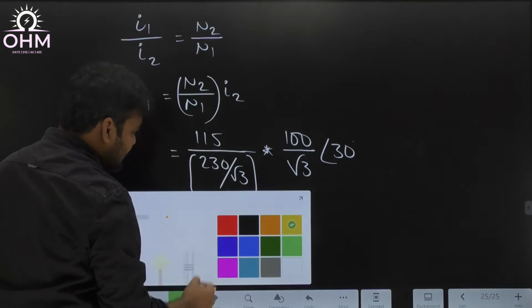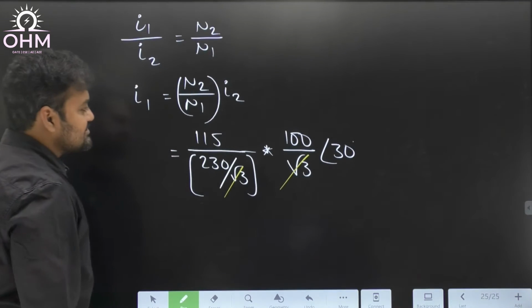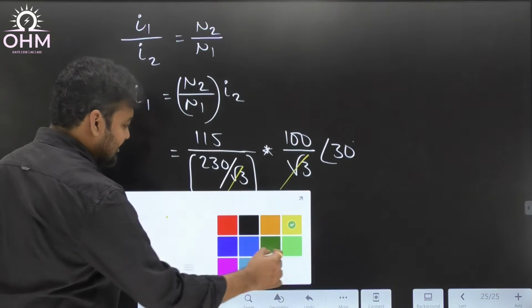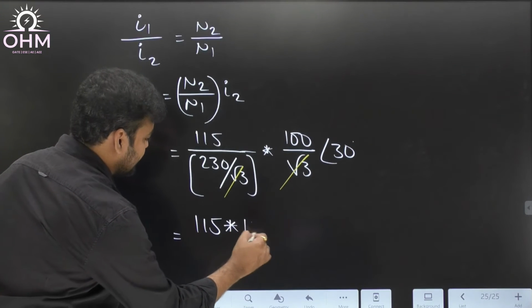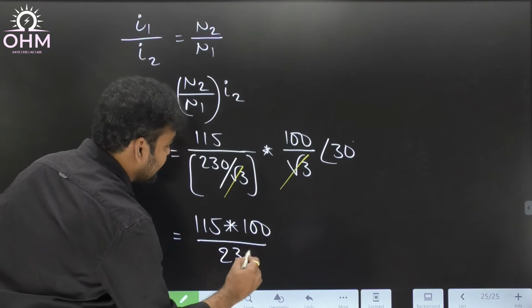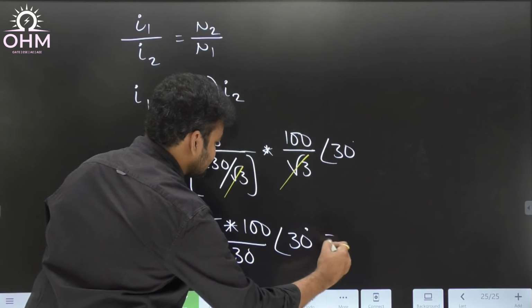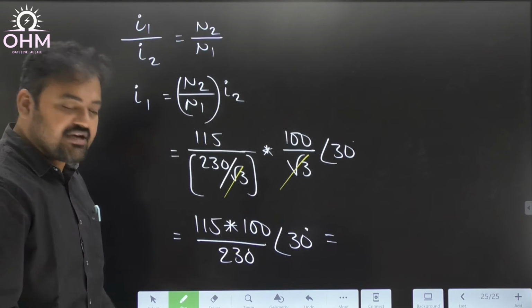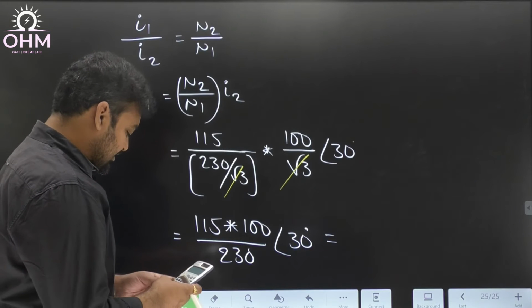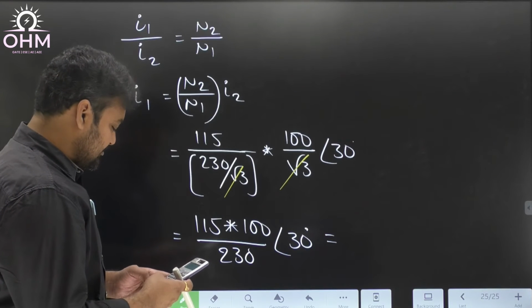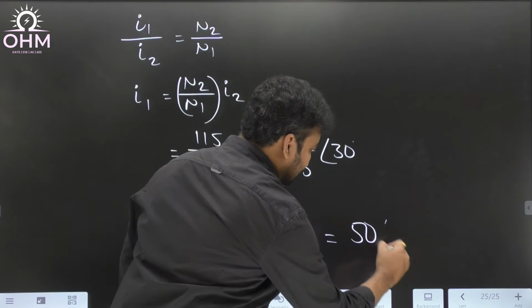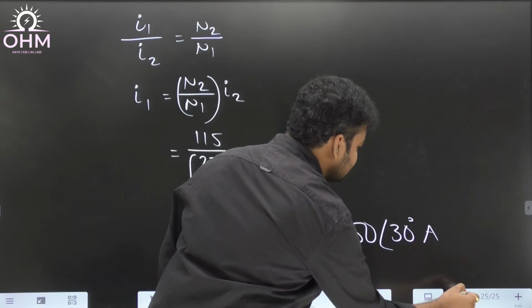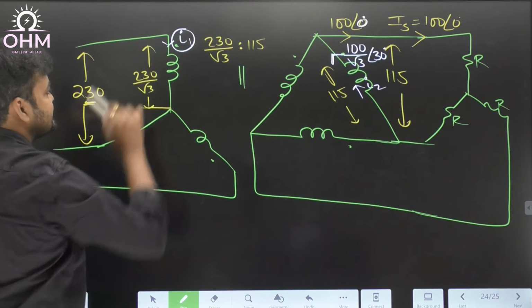Therefore, can I say this root 3 and this root 3 will cancel? So what will the final answer be? Yes, the final answer is 115 into 100 divided by 230 at an angle 30 degrees. This will be the primary phase current I1. So if I solve it, 115 into 100 divided by 230, I am getting 50 at an angle 30 degrees amperes. This is the primary side phase current, guys.